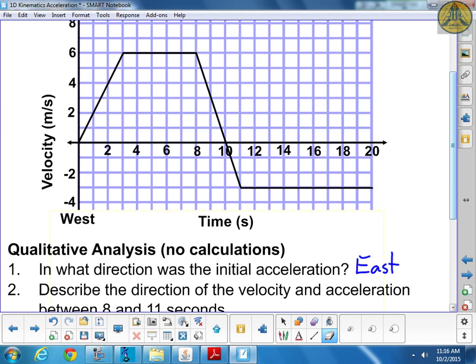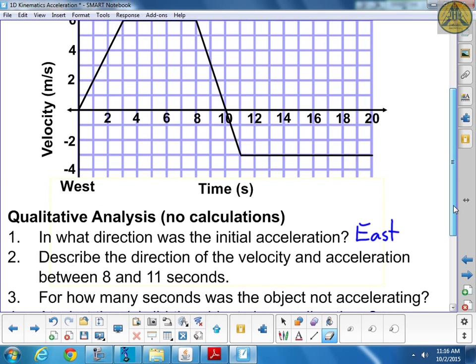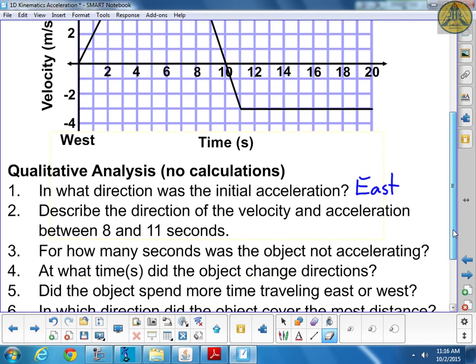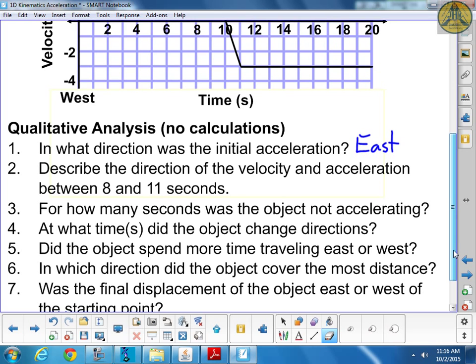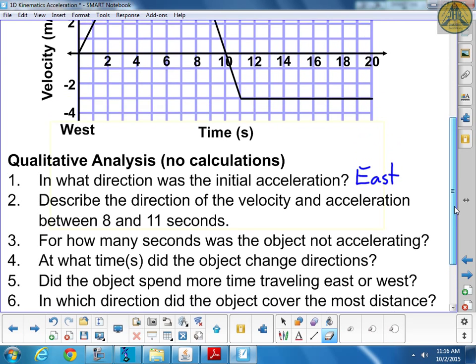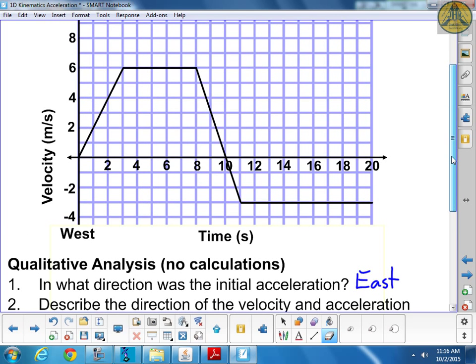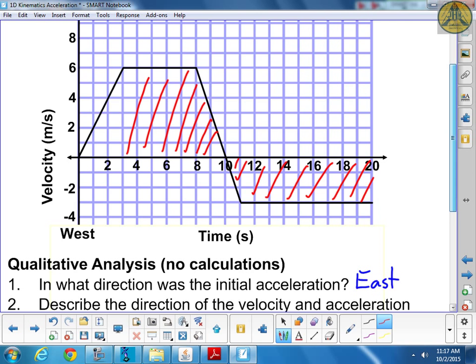Number 6, in which direction did the object cover the most distance? For distance, look at the areas. Look at the area contained between the graph and your time axis. So there's our graph and time axis for the west direction. And here's the area between the graph and time axis for the east direction. Which area is bigger? We don't have to do the math for this. We can look at it. Did it travel farther east or west? East, that's right. So for question 6, the direction the object traveled the most was east.